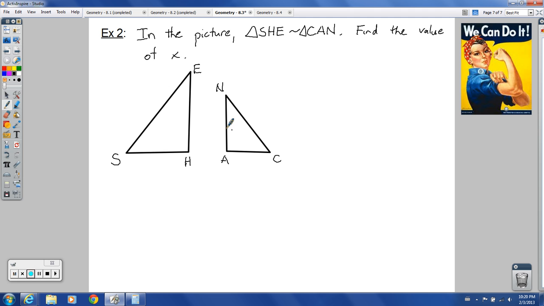Let's give some labels to these. We're going to say this is 6 and this is 8. And then AN we're going to call X, and CA or AC we're going to call 3. Since these are similar, this is what we can do with a problem like this. Since they're similar, we can set up a proportion and solve it for X.